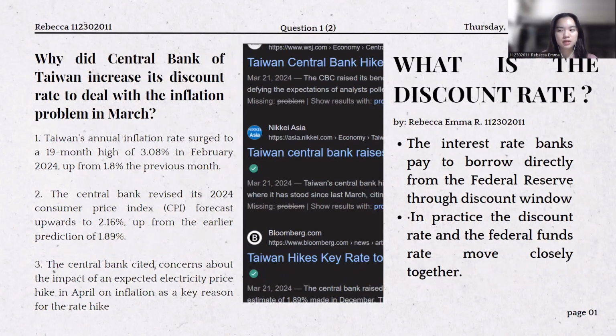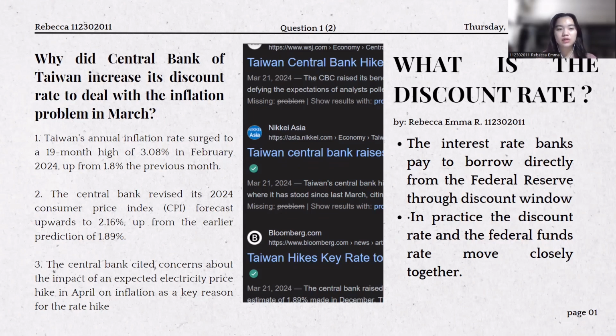Now, what is the discount rate? Well, the discount rate is the interest rate banks pay to borrow directly from the Federal Reserve through the discount window. Borrowing reserves from another bank in the federal funds market is an alternative to borrowing reserves from the Fed, and a bank short of reserves will typically do whichever is cheaper. In practice, the discount rate and federal funds rate move closely together.